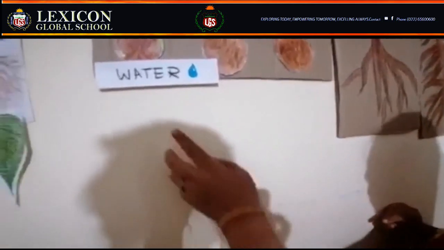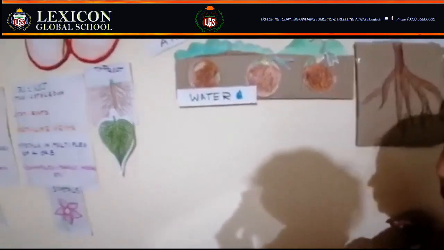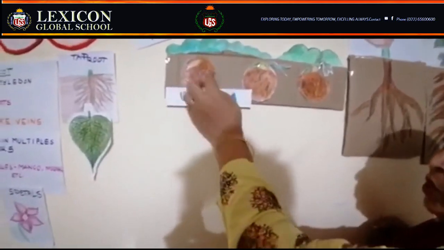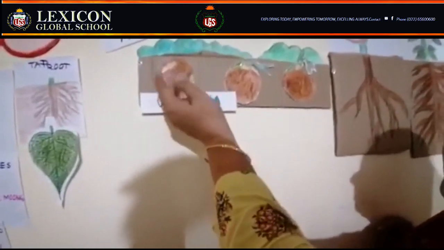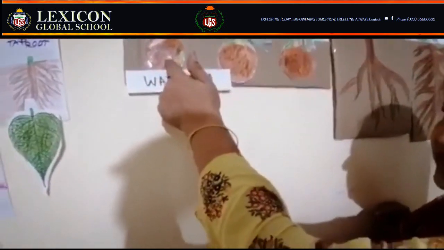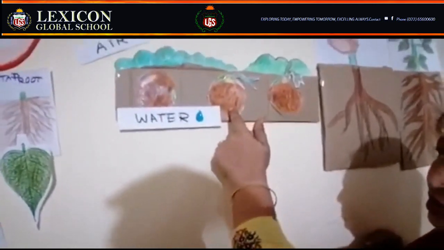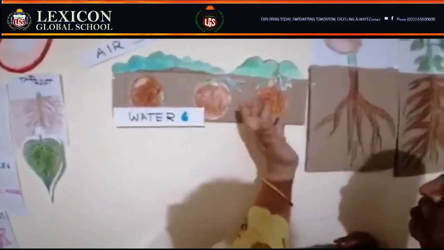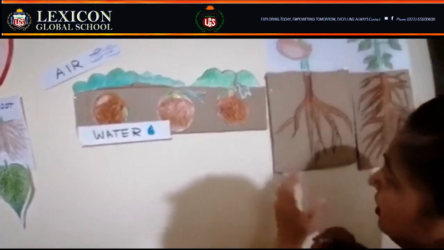Children, what I want to tell you, this brown thing what you see is the seed coat, and inside it is cotyledon. So this embryo gets its food from this cotyledon, which is inside the seed cover. This is also the cotyledon. This is also the cotyledon. So the plant uses cotyledon for its food supply.